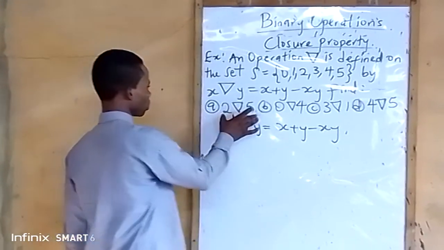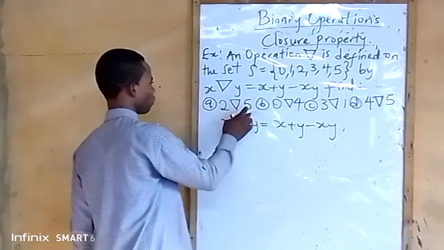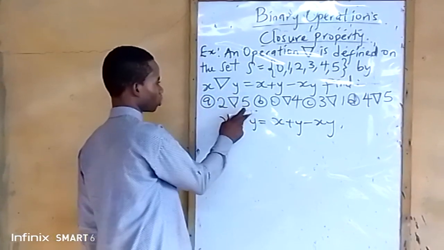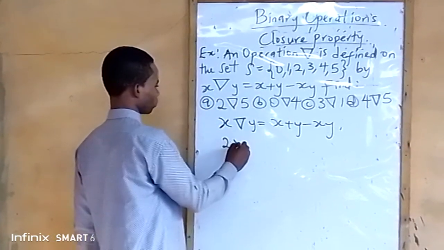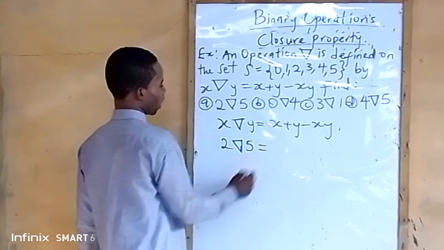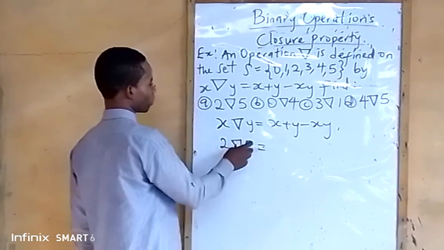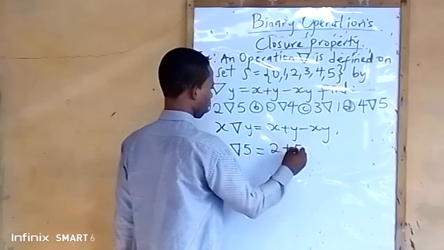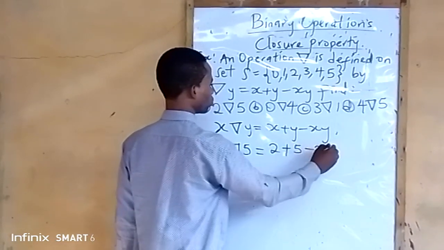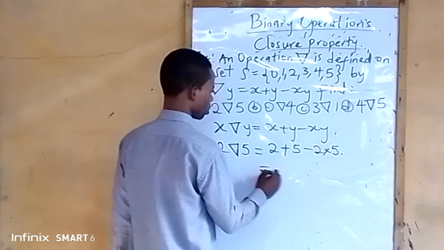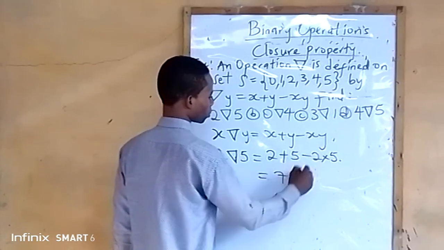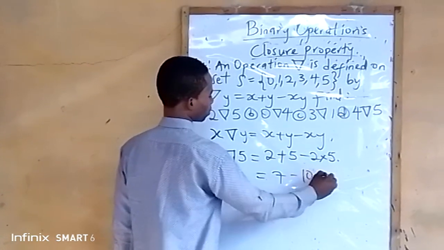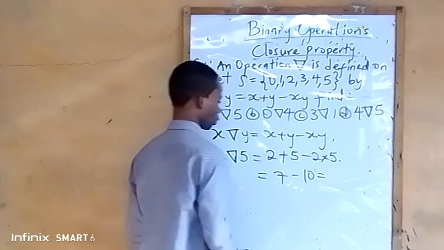Now, for the first one, we are given 2 operation 5. Anywhere I see x, I'll put 2. Anywhere I see y, I'll put 5. So I have 2 plus 5 minus 2 times 5. 2 plus 5, that is 7, minus 2 times 5, that is 10. 7 minus 10, that is minus 3.